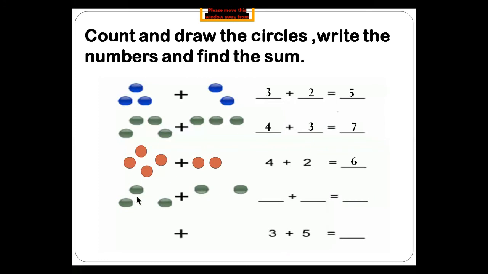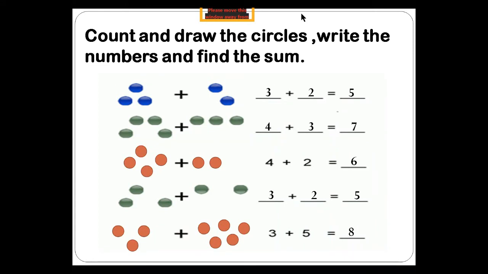In the next we have 3 circles. We write the 3. We have 2 circles and we write the 2. It's 3 plus 2 equal to 5. In the last one, the numbers are given. We have to draw the circles. First we will draw 3 circles. So 1, 2, 3. Then we have to draw the 5. 1, 2, 3, 4, 5. And what will be the answer? 3 plus 5? 8. Okay.